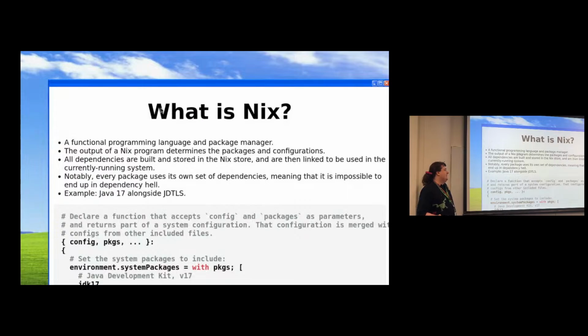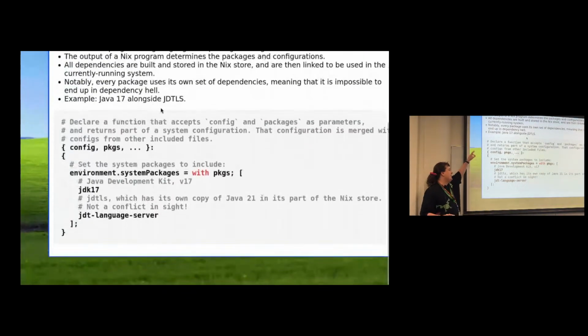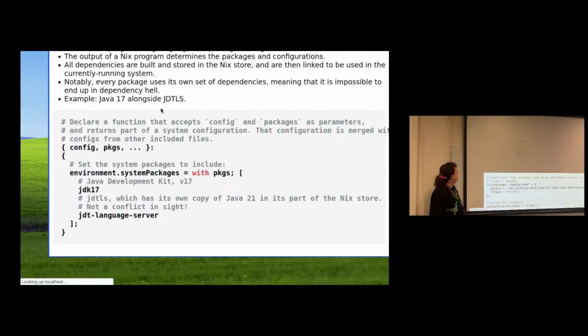Anyway, the problem is that JDTLS, which is the language server that gives you nice editor support for Java, requires Java 21. So what that means is if I want to use Java 17, I can't have the language server set up easily, right? That really sucks. Not on Nix, because what I can do is I can say, yeah, environment system packages, I want JDK 17. That's going to give me Java version 17. Then I just say, I want JDT language server, which is the language server, and it will have its own personal copy of Java 21 that is perfectly linked to only this program. As such, it won't conflict with this. That is very, very cool.